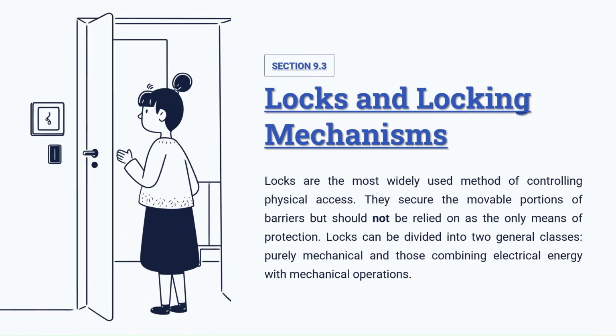Locks are the most widely used method of controlling physical access. They secure the movable points in a structure, primarily doors and windows, and play a critical role in day-to-day security. However, locks should not be relied upon as the sole means of protection. They're most effective when integrated with other structural and electronic measures. Locks can be broadly classified into purely mechanical systems and those that combine mechanical and electrical components. Understanding how locks function and their limitations is essential for designing an effective access control system.